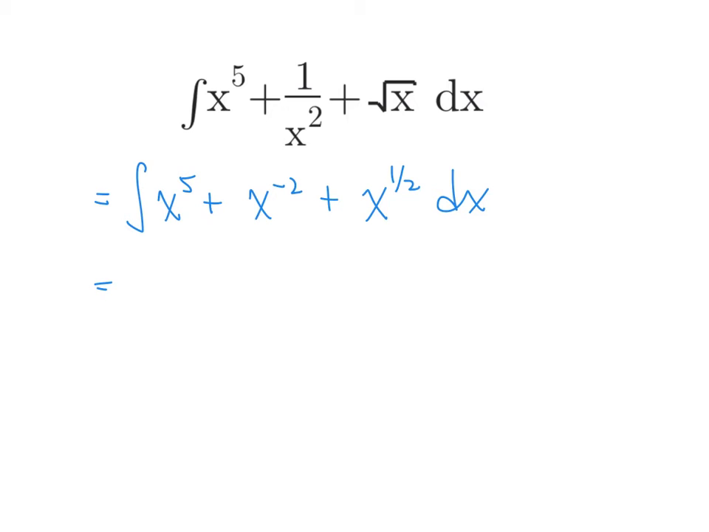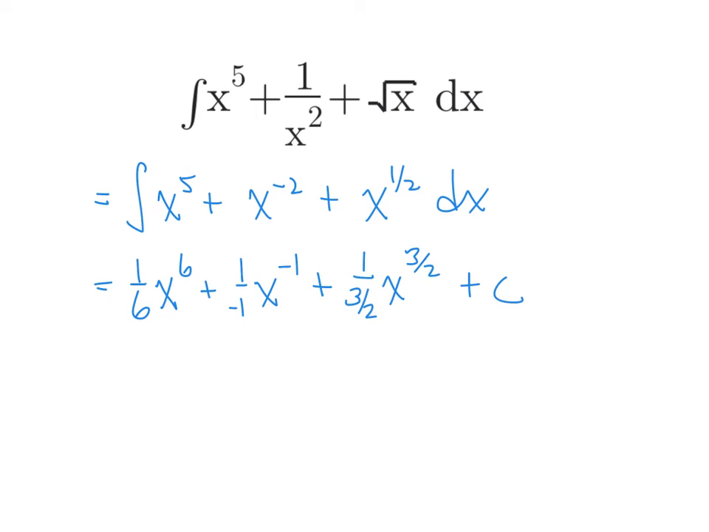So for x to the fifth, I'm going to take the power and increase it by 1, then divide its coefficient by the new power. On the next term, increase the power by 1, so now it's up to -1, and divide the coefficient by the new power. And for the last term, increase the 1/2 by 1 up to 3/2, and take the coefficient divided by the new power, always including the plus c at the end.